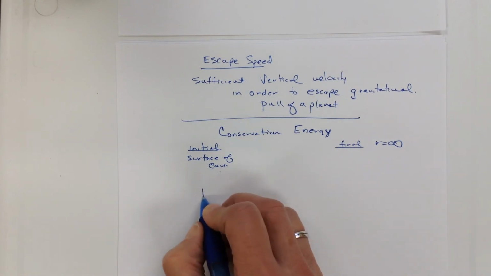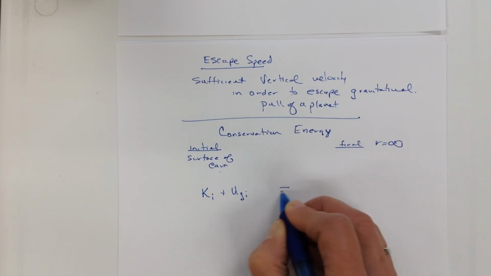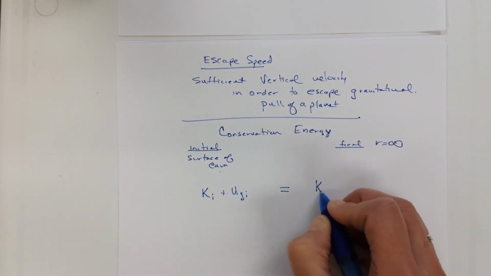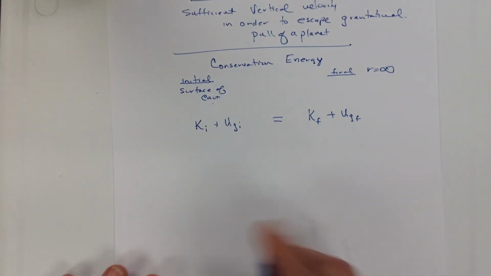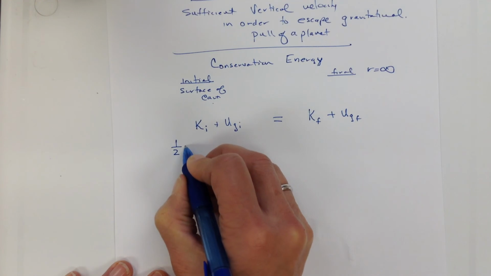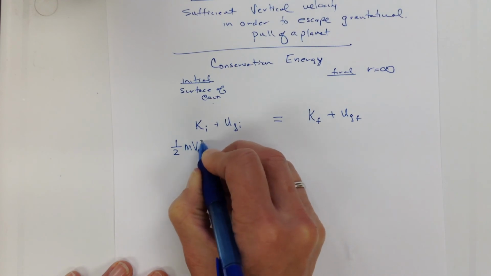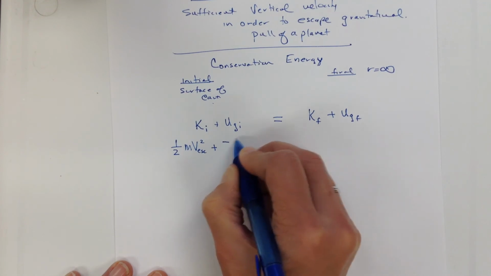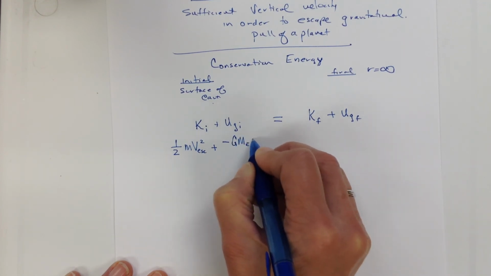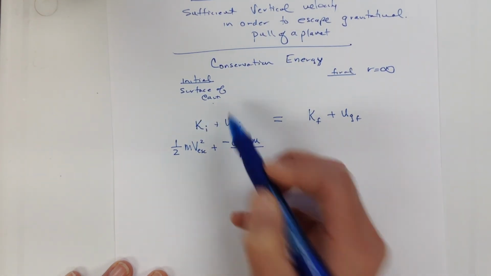Mechanical energy, if you recall, is just going to be our kinetic energy plus our gravitational potential energy, and that must be conserved. So our initial energy is going to be 1/2 m, where m is the mass of the thing you're trying to launch, times the escape speed squared, plus the initial gravitational energy on the surface of the planet, which is going to be minus G, mass of the Earth, mass of the object, divided by the radius of the Earth. Remember, I'm launching it from the surface of the Earth.